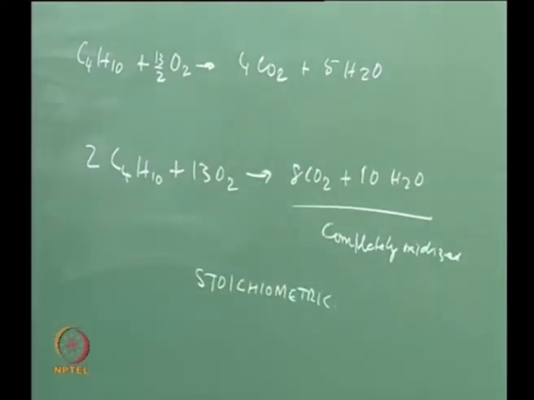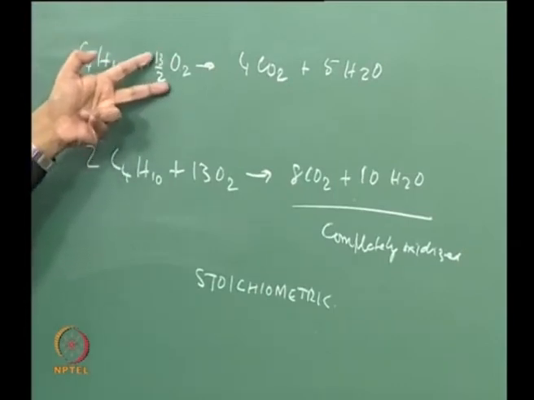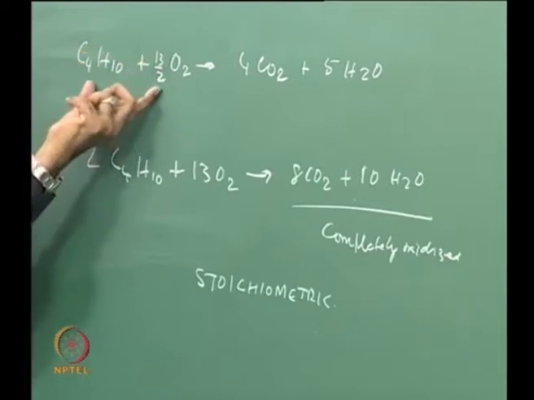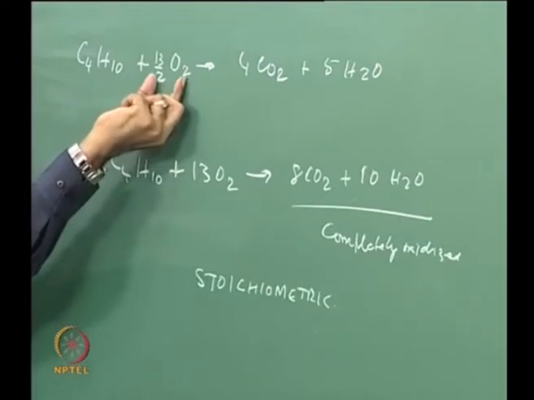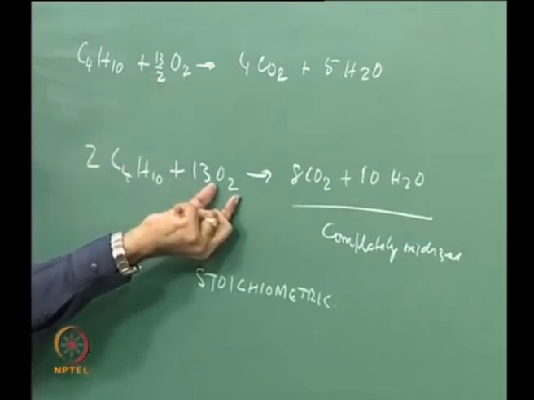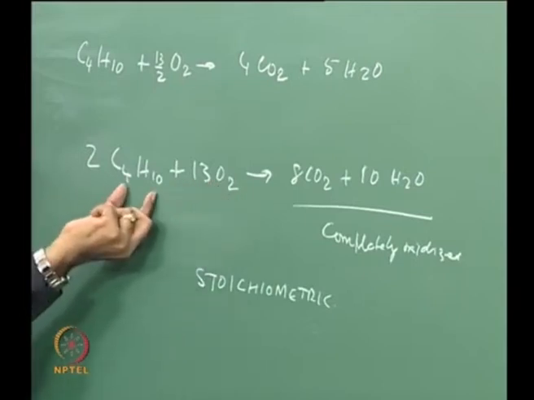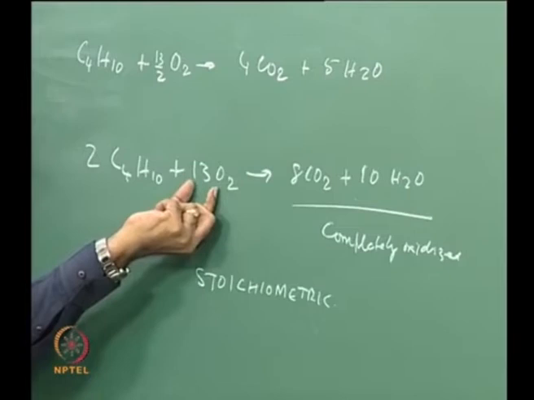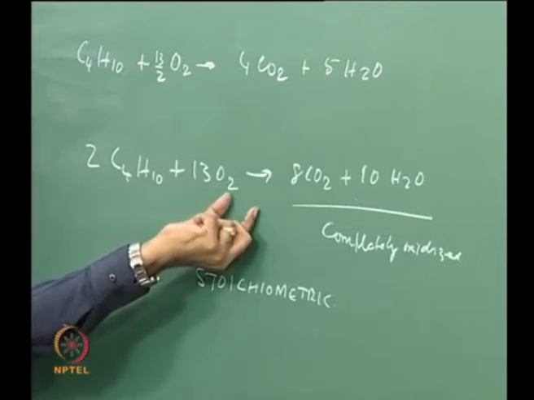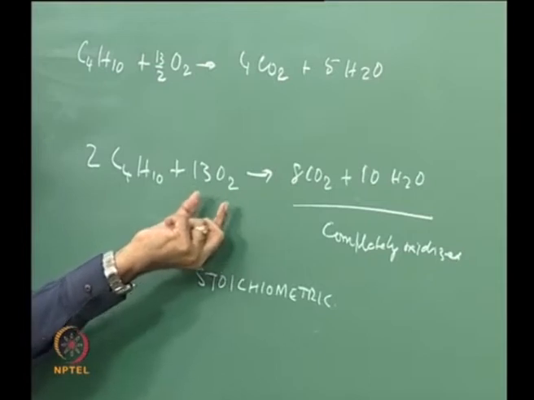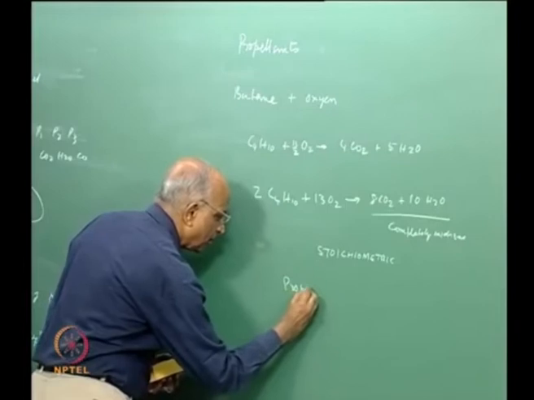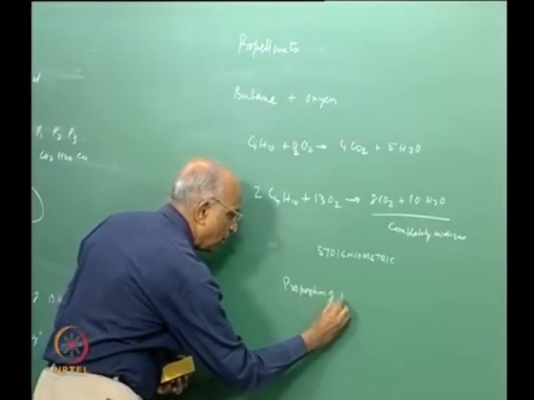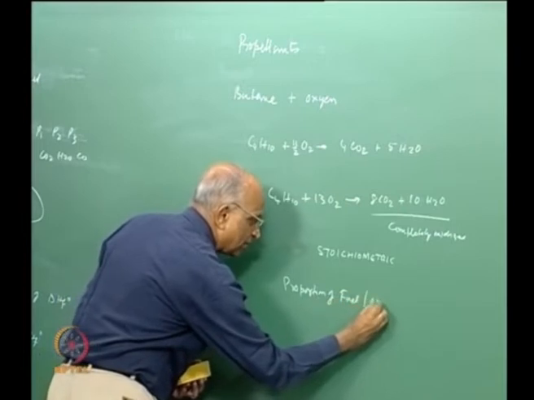But the question is, if I have butane as a fuel, as a rocket propellant, and oxygen as an oxidizer, is it possible that a variation of stoichiometry, instead of having 13 moles of oxygen for every 2 moles of butane, something like 15 moles of oxygen will give me a better value of C star or better value of temperature or better value of heat release? Will that be better? In other words, I would like to consider the proportion of fuel and oxidizer that I require.